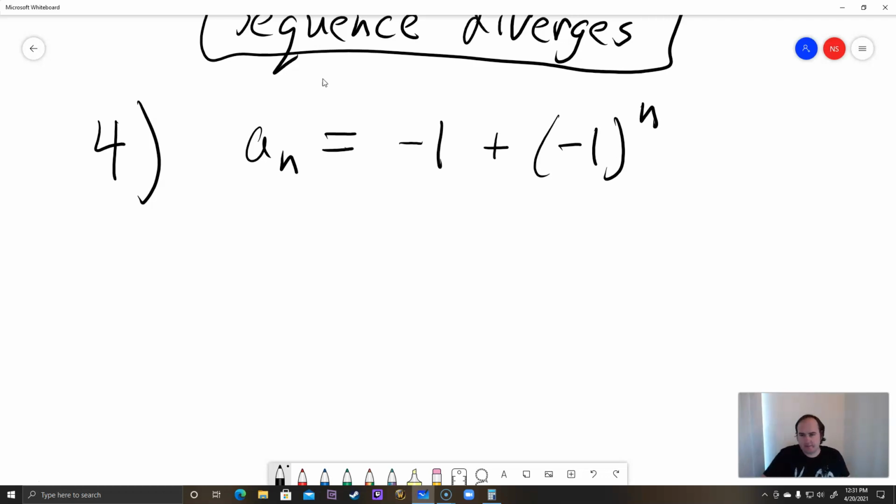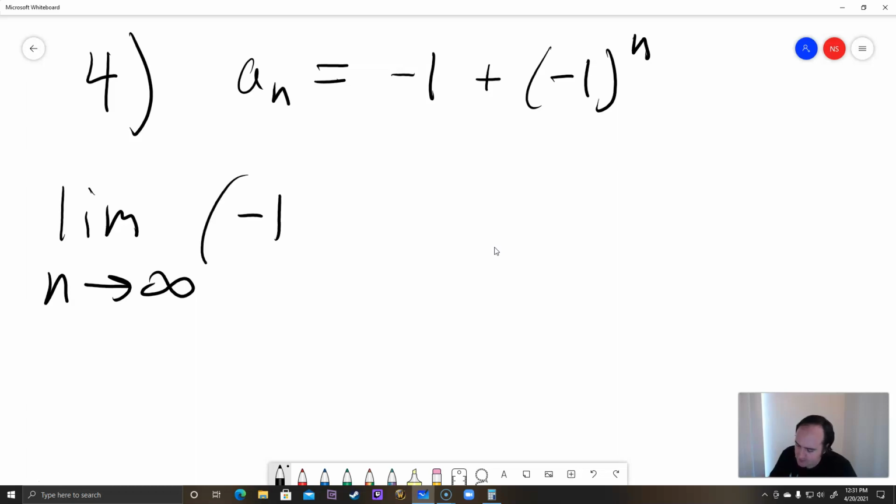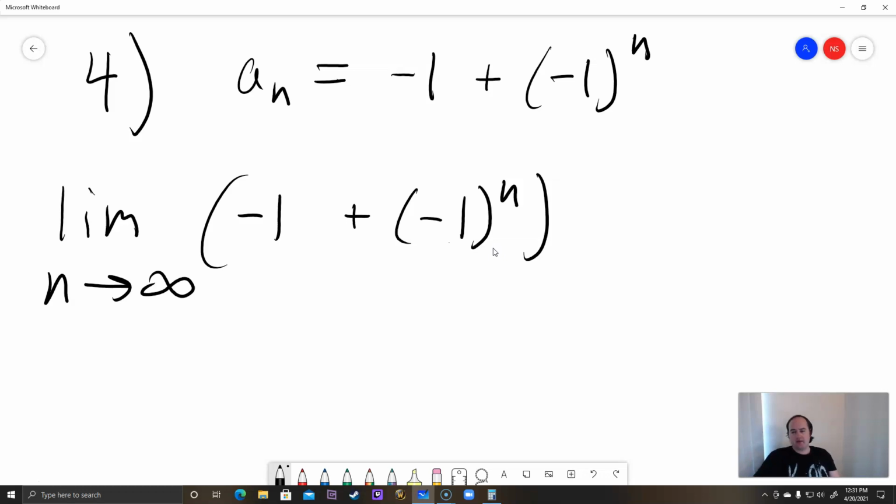Now this one is tricky. This one is very tricky. It's actually easy if you know what you're doing, but it's very tricky unless you know the trick. So what we're doing here is the limit as n goes to infinity of -1 plus (-1) to the n. So now, how on earth do you do this?